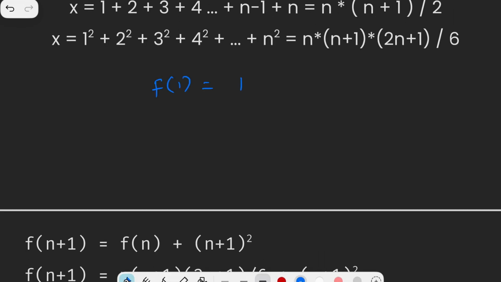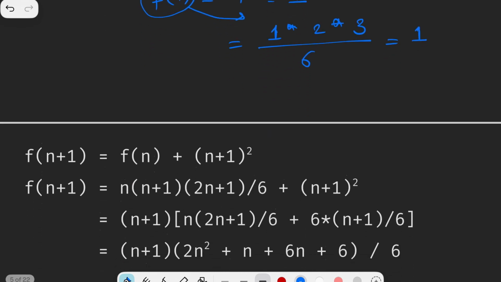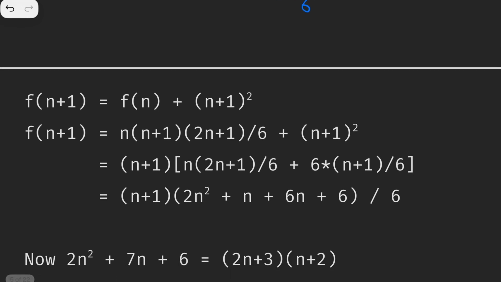Right? F of 1 will be 1 square, it's going to be 1. You put the value of 1 here, so you have 1 into 2 into 3 divided by 6 and you will get 1. So for f of 1 this holds true. So let's compute for f of n plus 1.